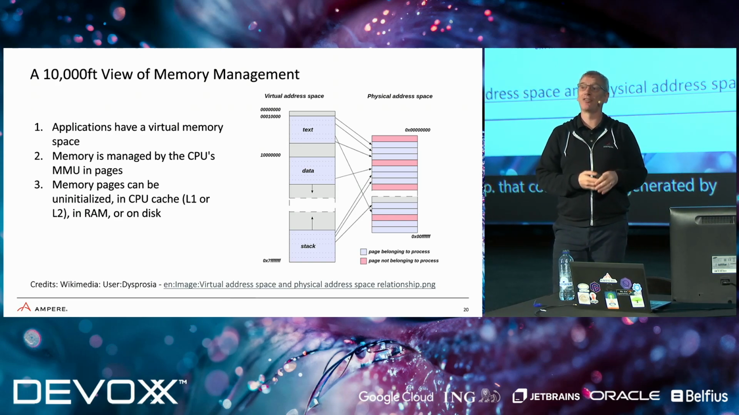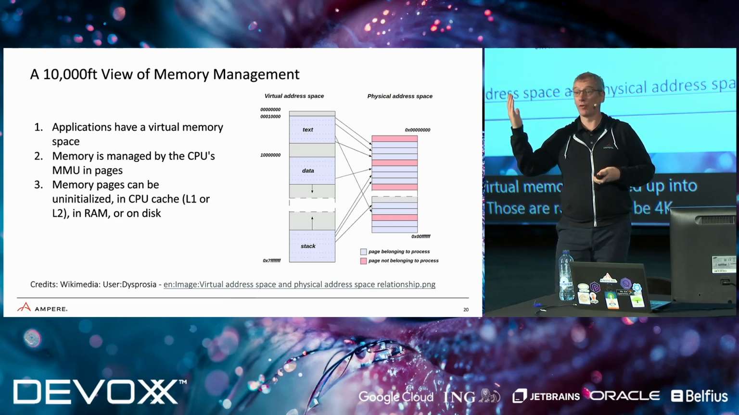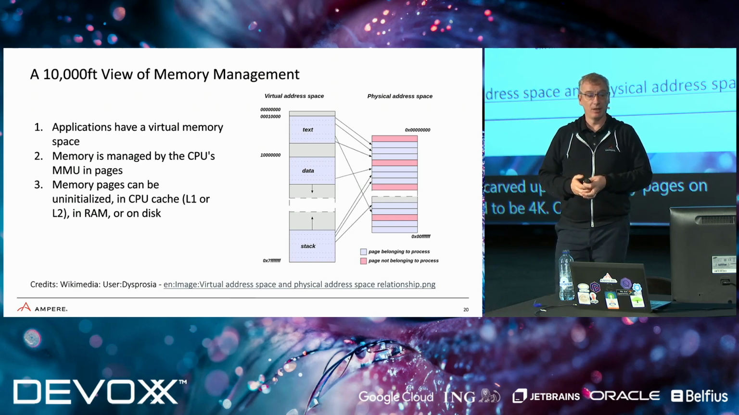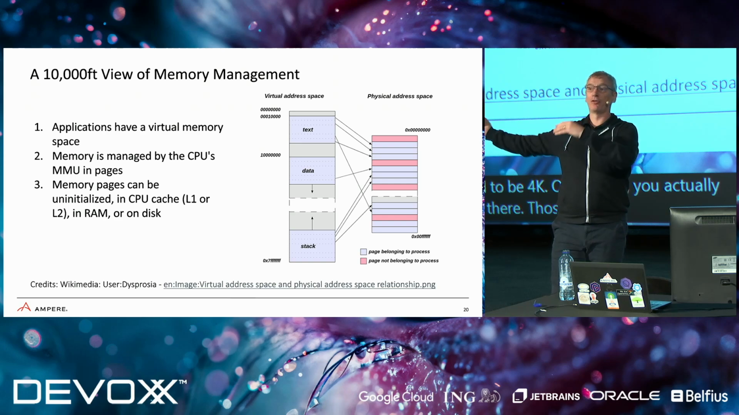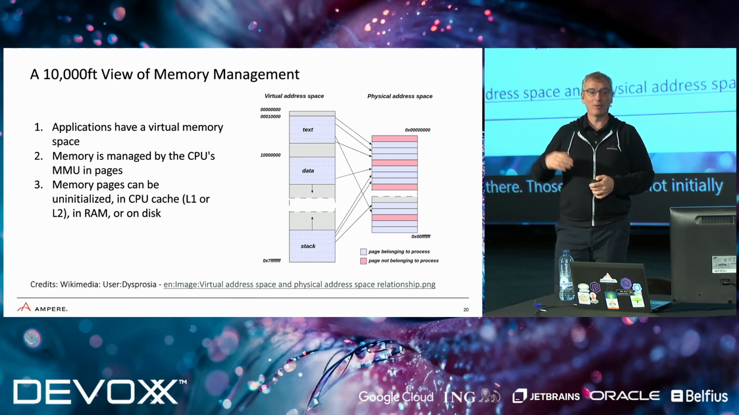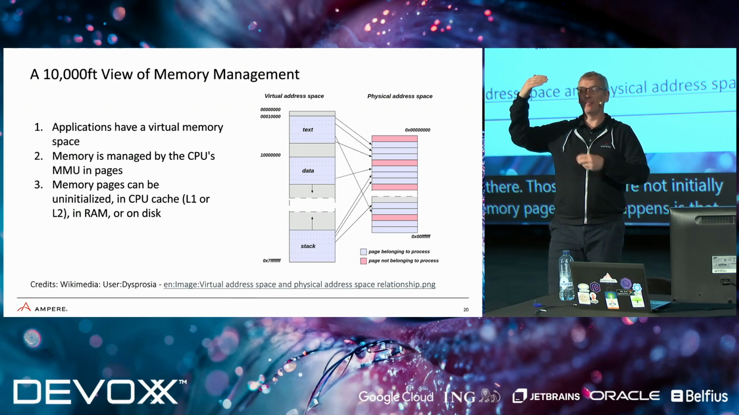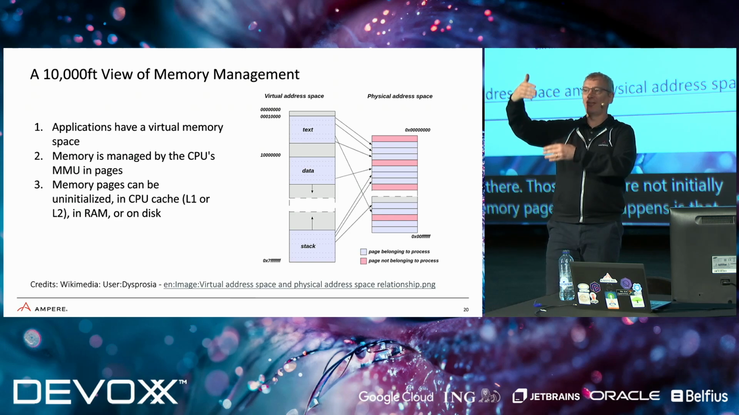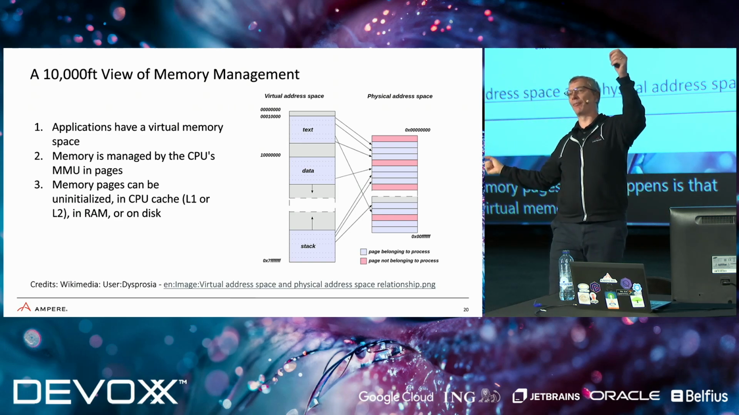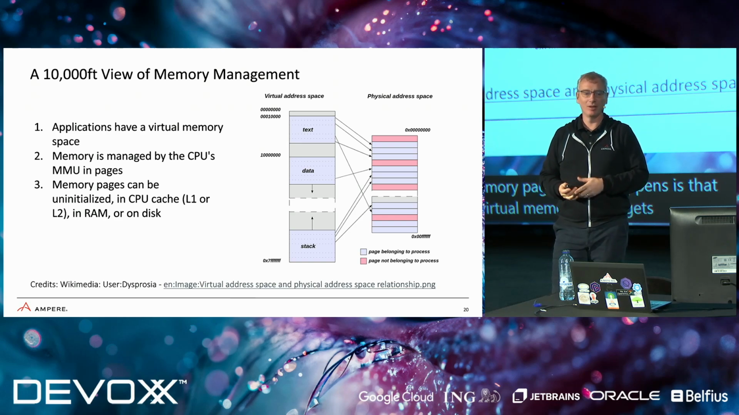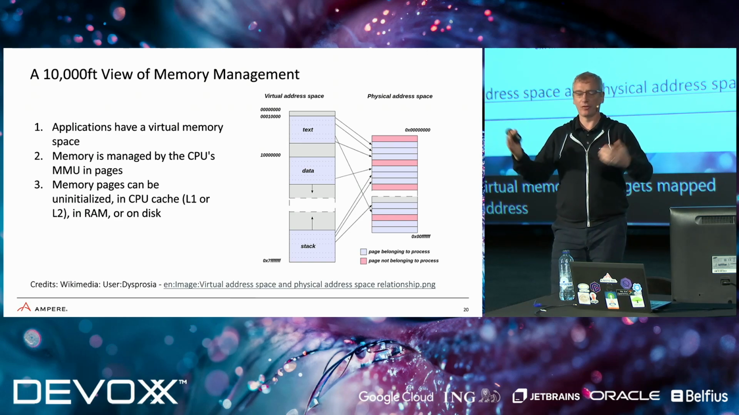That virtual memory is carved up into memory pages. On x86, those are required to be 4K. On Arm64, you actually have some flexibility in there. Those pages are not initially mapped to physical memory pages. What happens is that the memory that exists in virtual memory space gets mapped to a physical memory address as it is used.